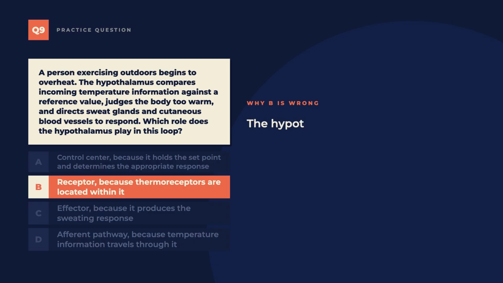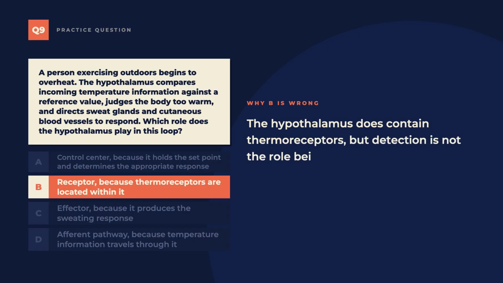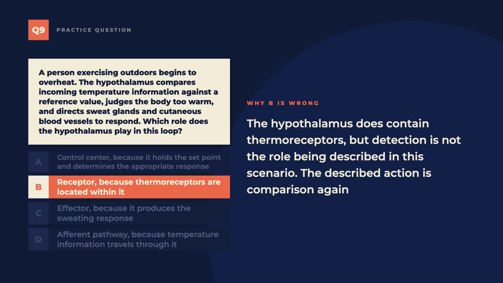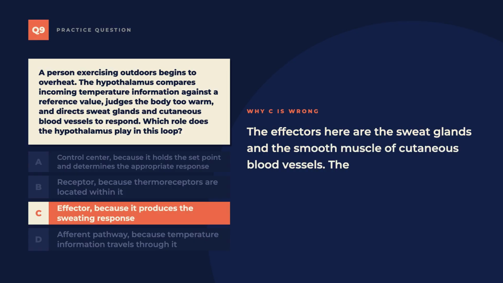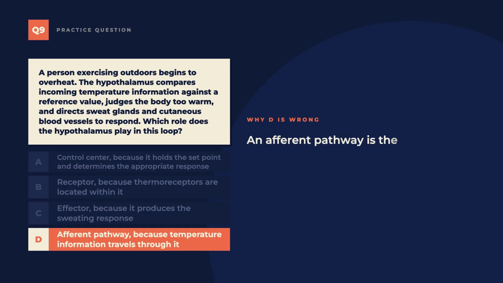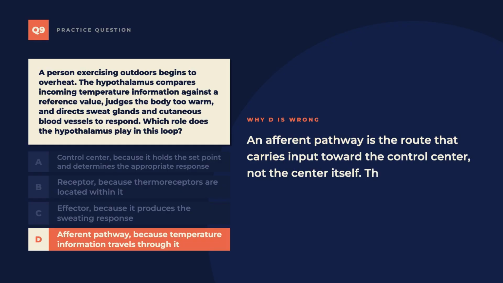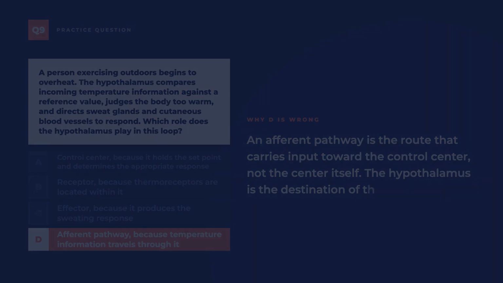B is wrong because the hypothalamus does contain thermoreceptors, but detection is not the role being described in this scenario. The described action is comparison against a set point and selection of a response, which is integration. C is wrong because the effectors here are the sweat glands and the smooth muscle of cutaneous blood vessels. The hypothalamus commands them, but does not itself carry out the cooling response. D is wrong because an afferent pathway is the route that carries input toward the control center, not the center itself. The hypothalamus is the destination of that pathway.